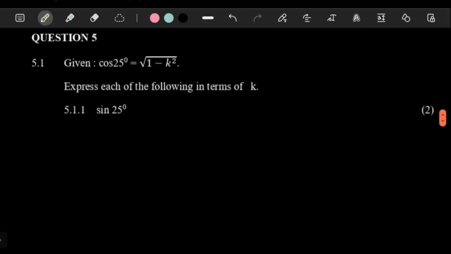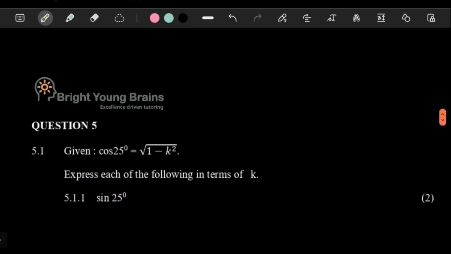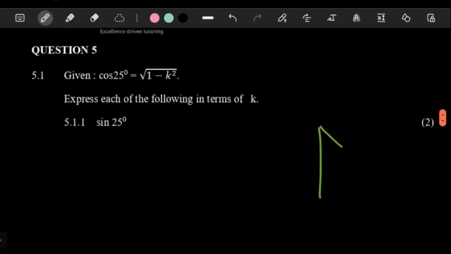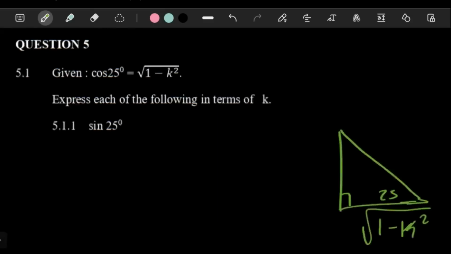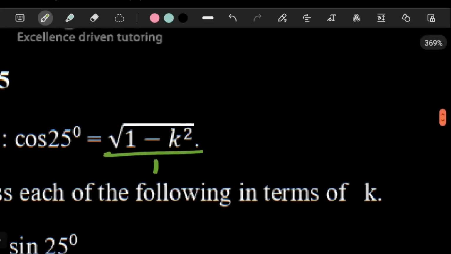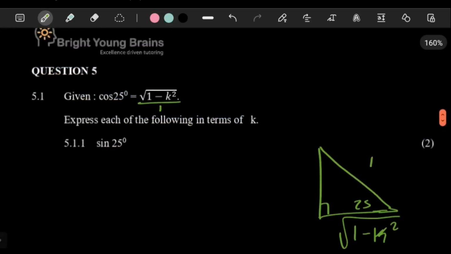We can just draw a right angle triangle here. Cos 25 is adjacent over hypotenuse. So the idea is, because there's nothing down here, you can put it over 1. Then you can put this as your hypotenuse.